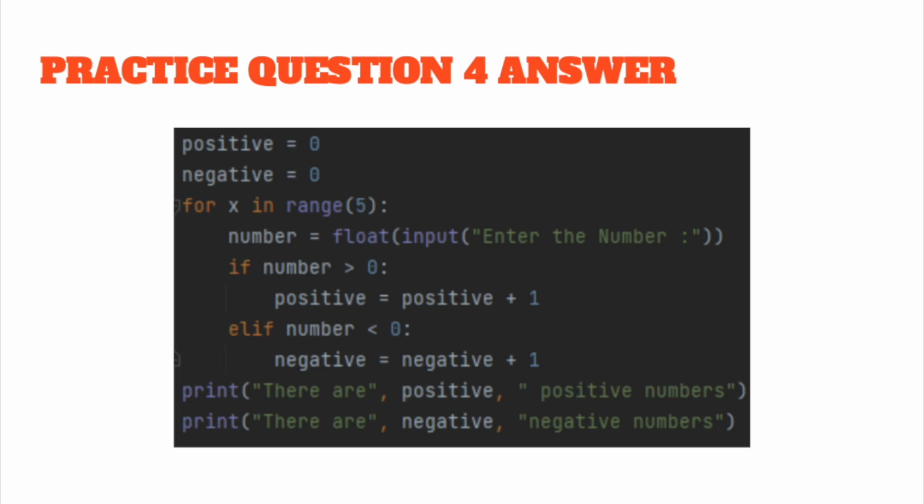Finally, outside the loop, you're going to print there are whatever positive numbers and there are whatever negative numbers, and it will print that count out. This is a very good use of both counting and selection. So here we're using the techniques of count control loops, counting, selection, and concatenation.